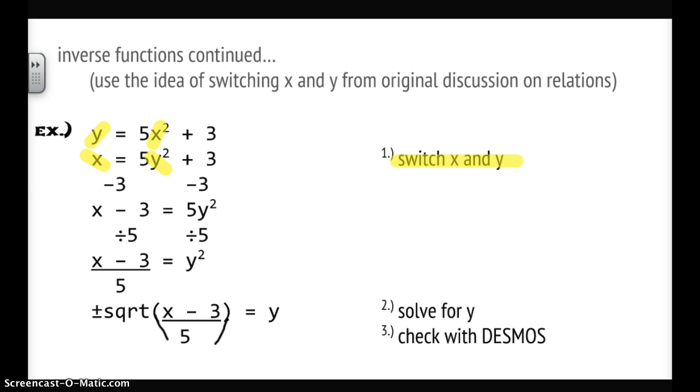Notice, plus or minus square root, right? Because there are always two answers when you take the square root, the positive and the negative. So whenever you take an inverse with the square root, please, please, please remember to put the plus or minus. That'll make me much, much happier. And it'll make you happier because it makes sense. Solve for y, then check it with Desmos. Check it and see if you did it right.